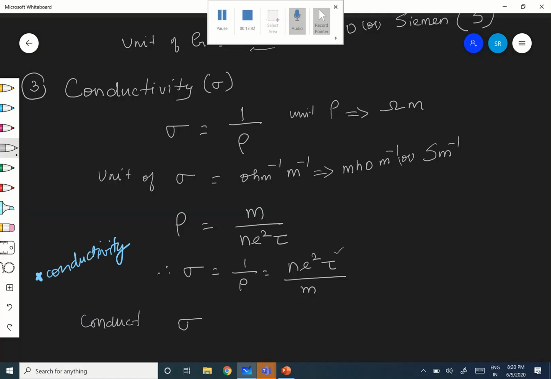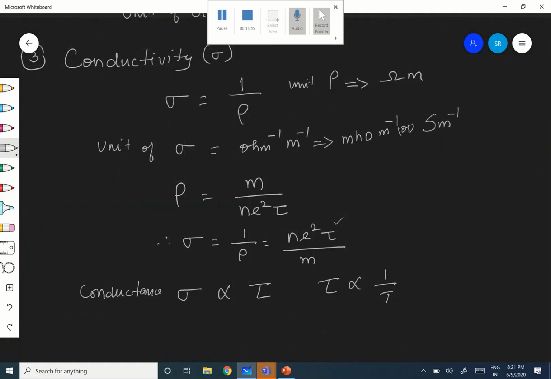Conductance sigma is proportional to the relaxation time. What is relaxation time? The time interval between two successive collisions. Tau depends very much on temperature. The more the temperature, the less will be tau. Are you following? Therefore, tau is inversely proportional to temperature. The more the temperature, the less will be tau, because the number of collisions will be more.